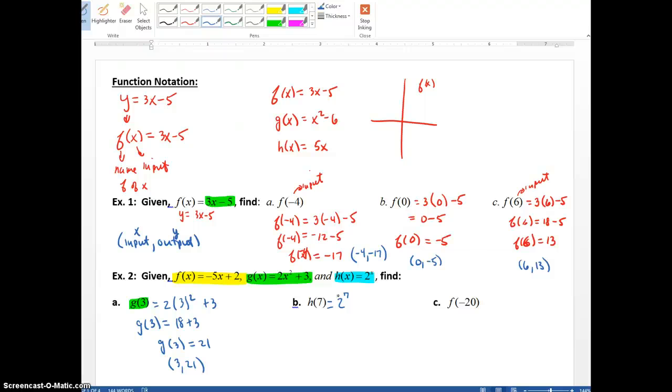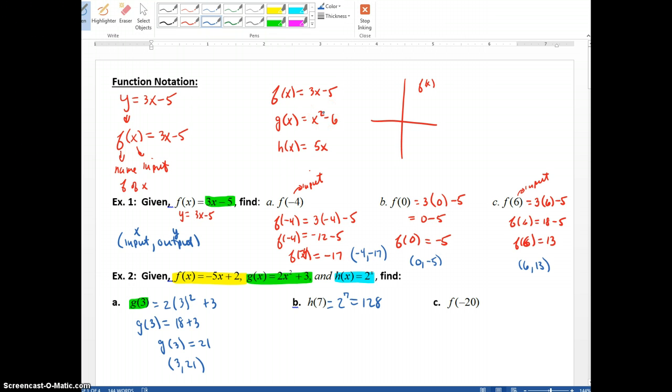Alright, when you do it, what do you get? You get 128. Alright, and the last one, okay, evaluate f of negative 20.